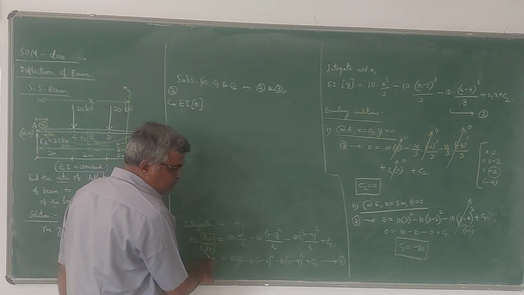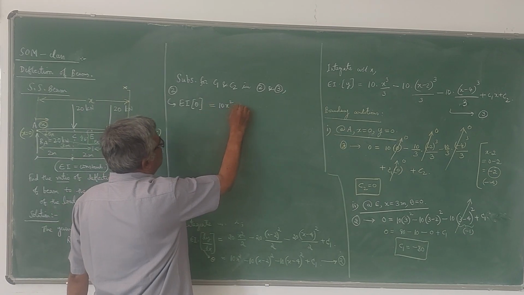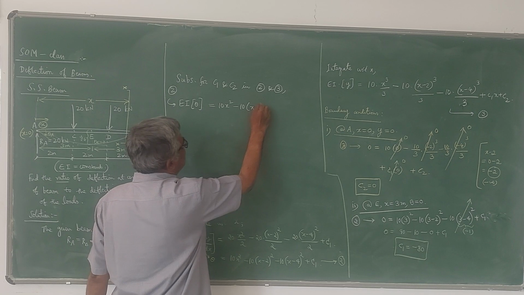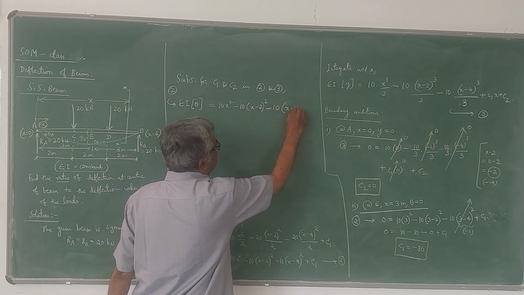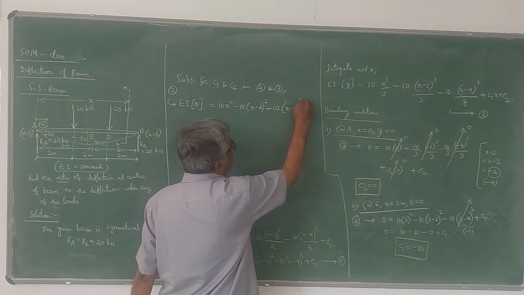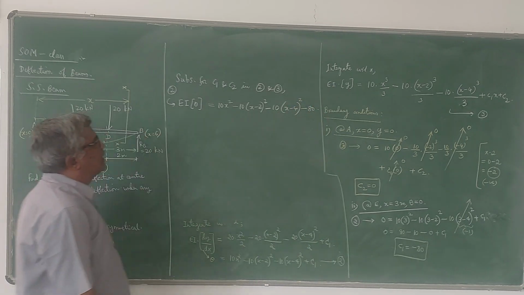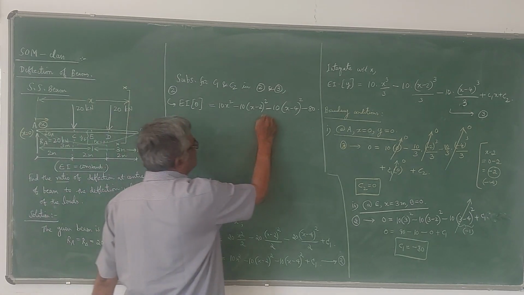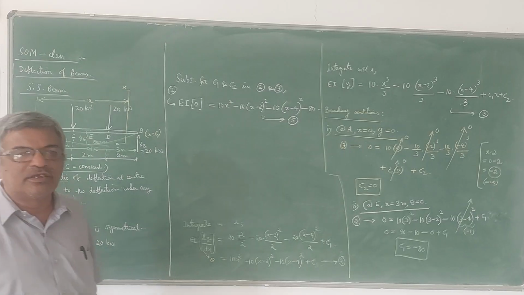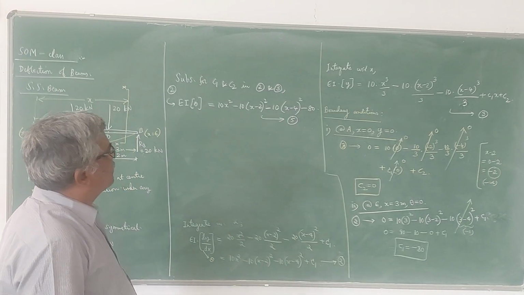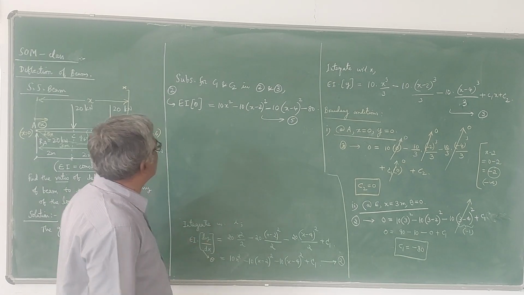EI into dy by dx, which is theta, is equal to 10x square minus 10 into (x minus 2) whole square minus 10 into (x minus 4) whole square plus C1, which is minus 80. So this is the equation. I call this equation 4. This is the general or the final slope equation. By substituting the values of x, we can go on getting the values of theta.